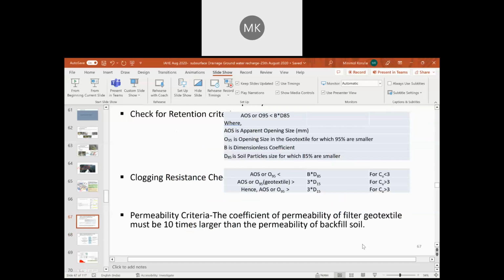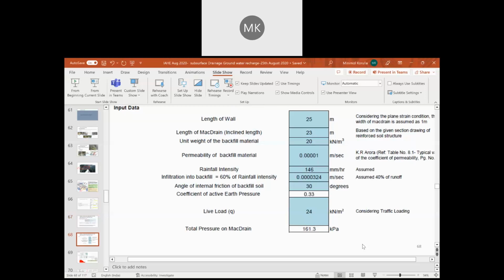What is permittivity? Permittivity is permeability divided by thickness. And then the apparent opening size. So these are the most important components. As I mentioned earlier, mass per unit area is just symbolic of how healthy it is, like in the case of human beings. Mass per unit area is not promising any type of performance guarantee.